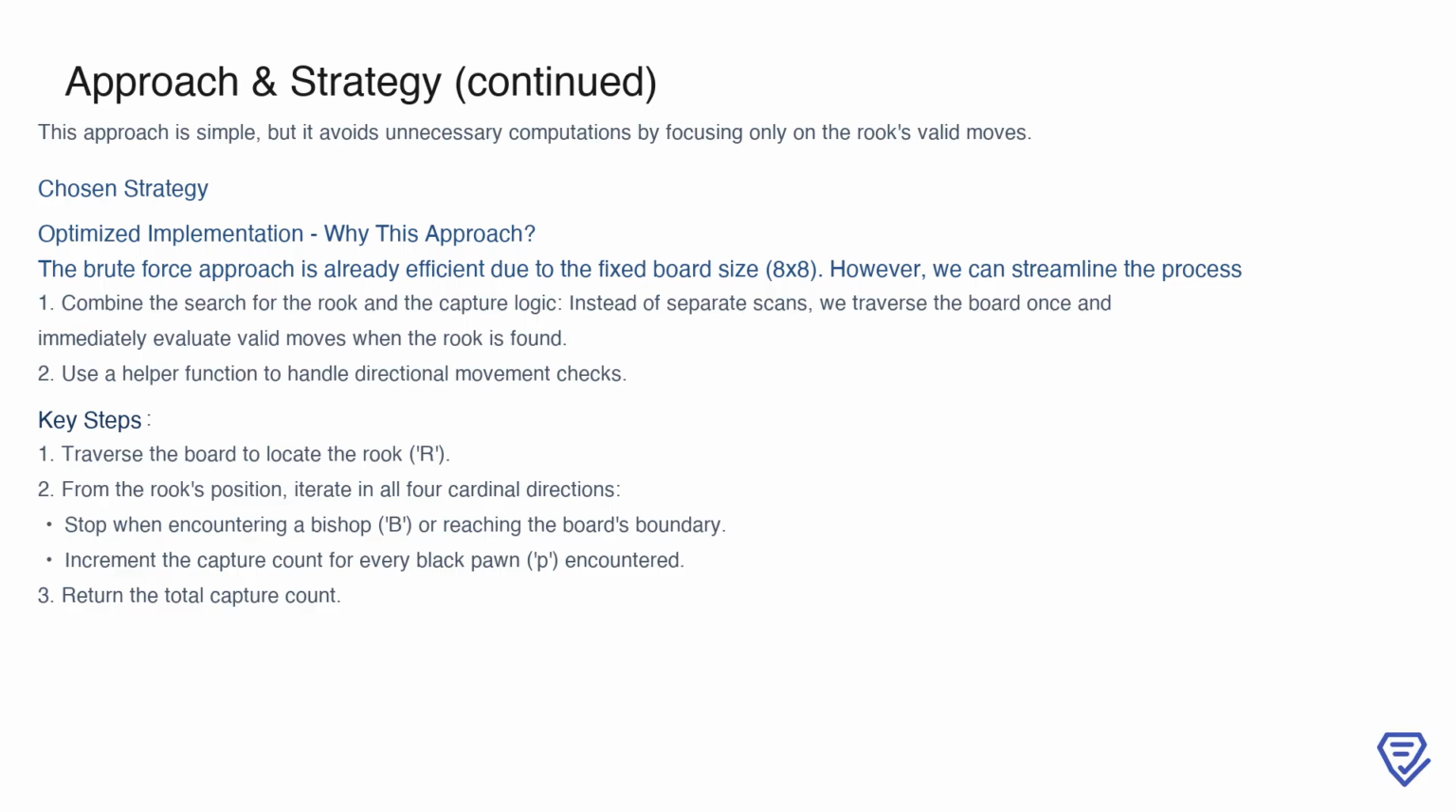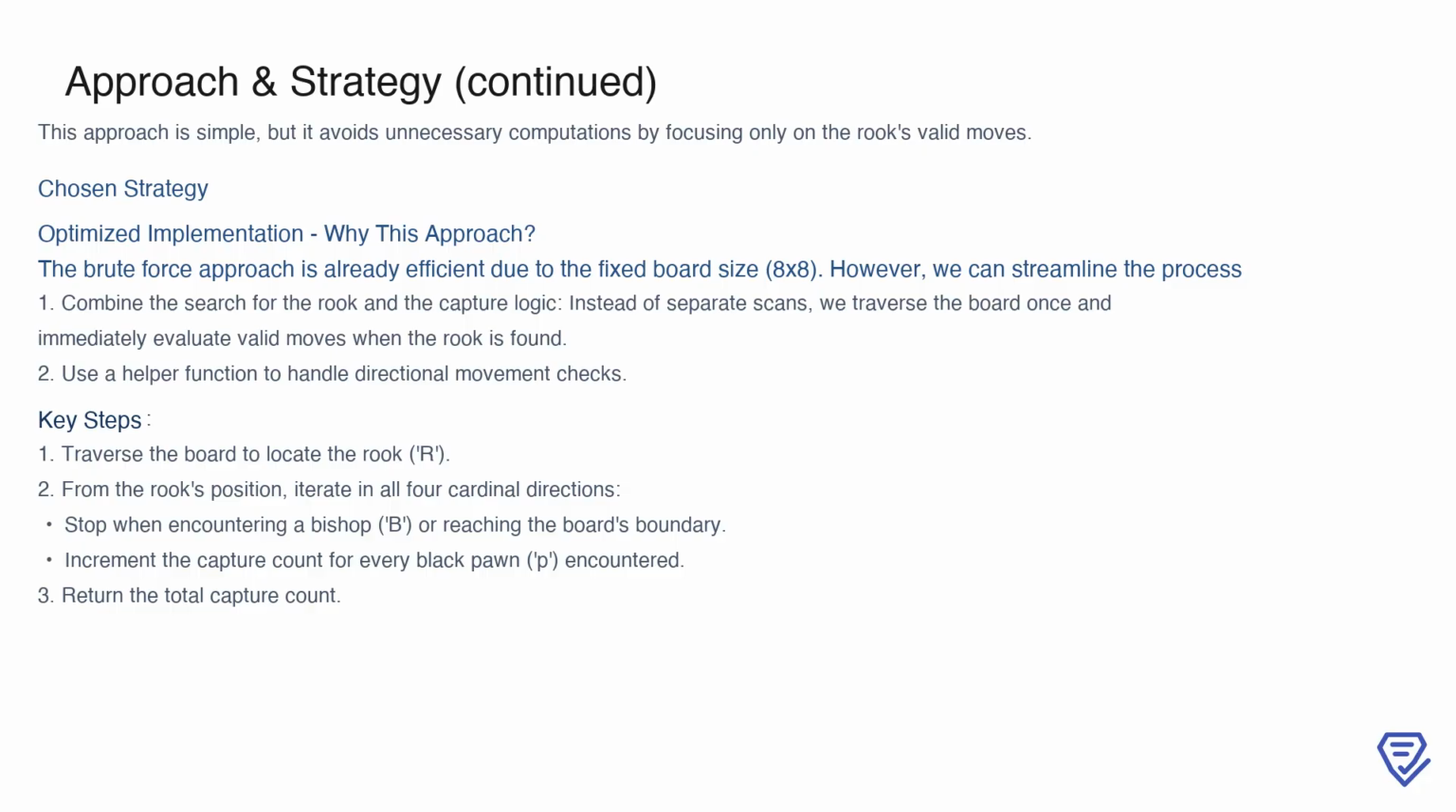However, we can optimize this further. Instead of separating the process into two distinct steps, locating the rook and then evaluating its moves, we can merge these into a single traversal. In this optimized implementation, as we traverse the board to locate the rook, we simultaneously check the potential moves in all four cardinal directions. This eliminates the need for redundant scans.